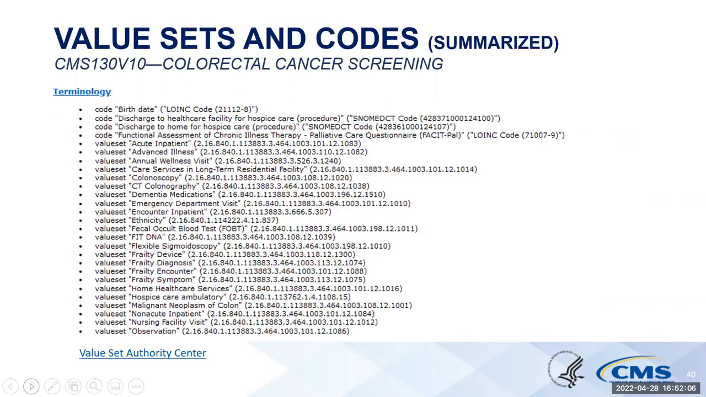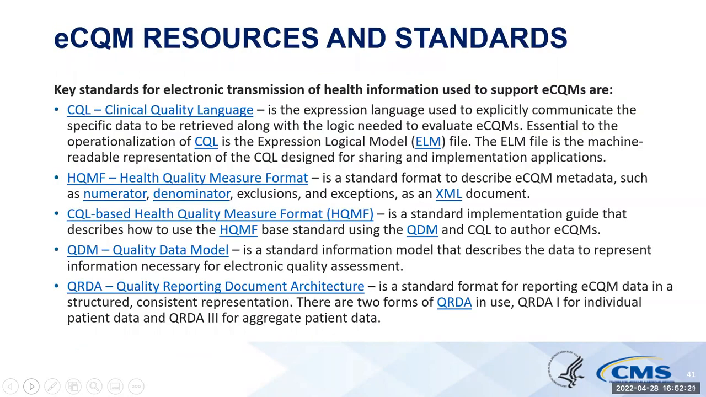And finally, this slide shows some of the direct reference codes and value sets included in CMS 130. Again, you can find the complete list of codes and value sets at the Value Set Authority Center website. And this slide references the standards and implementation guides used to support eCQMs, including CQL, HQMF, QDM, and QRDA. Also, there will be additional resources included on slides 42 and 43 of this presentation.